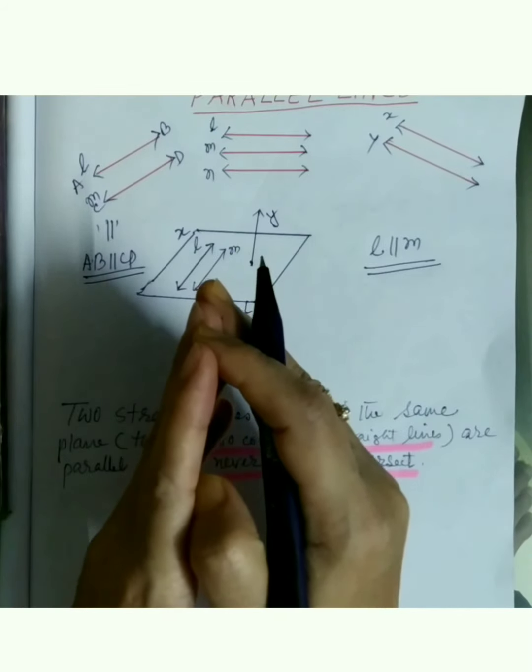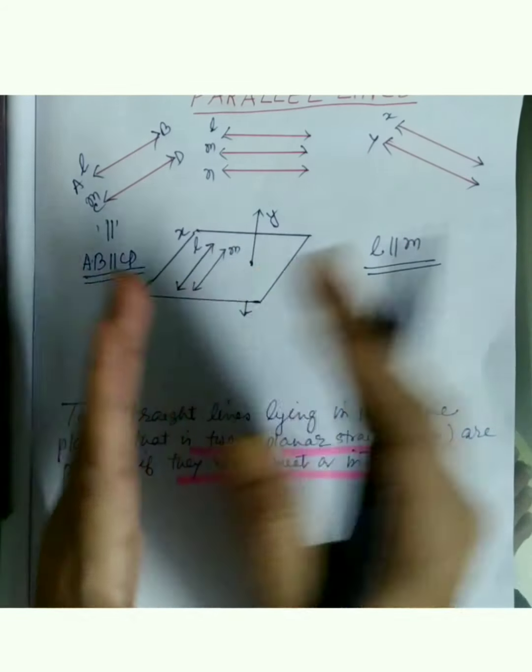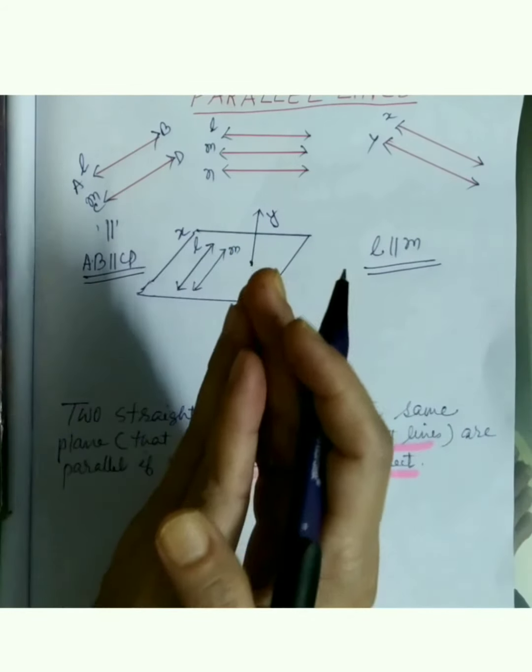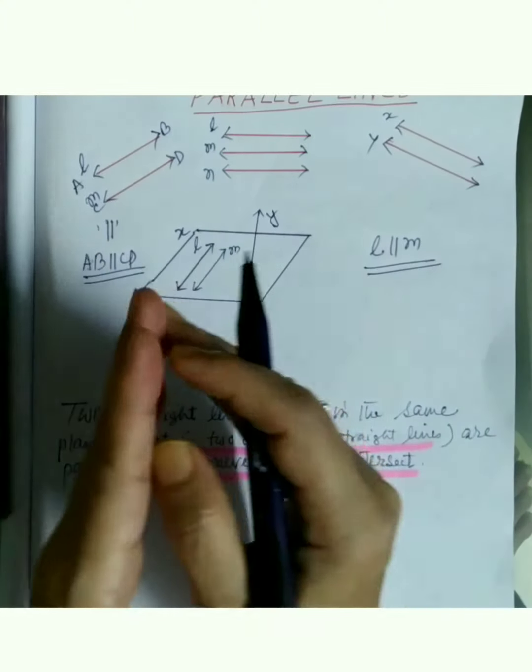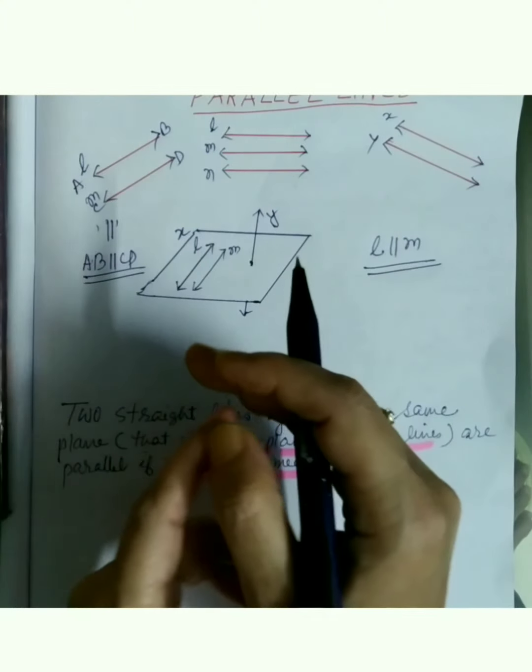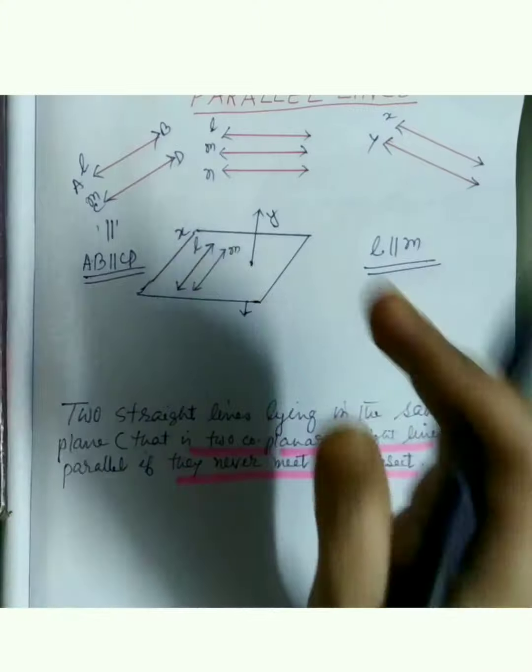So this is an important one. The lines should be in the same plane as well as never meet, then only we will say that these lines are parallel lines.